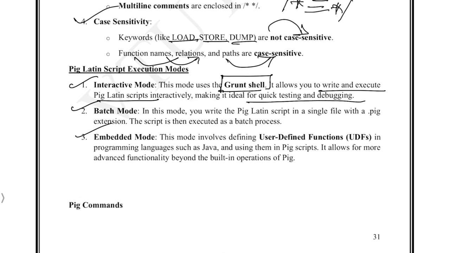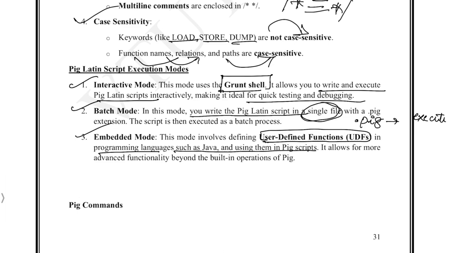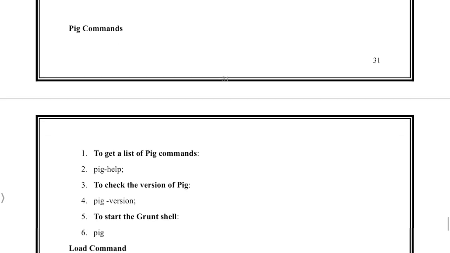Batch mode: in this mode, you write the Pig Latin script in a single file with the .pig extension. Now this script will be executed. Instead of putting the script into the grunt shell and then asking it to execute, you are just storing the Pig Latin script in a single file with a .pig extension in batch mode. Okay, next is embedded mode. Embedded mode mainly makes use of user-defined functions, UDFs, which support various programming languages such as Java, and then it will execute my script.